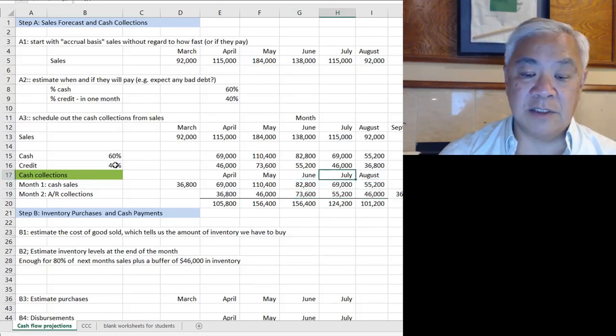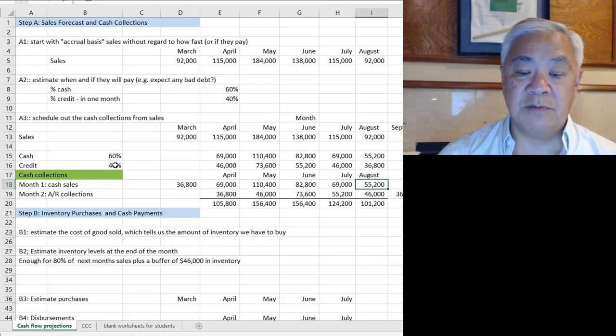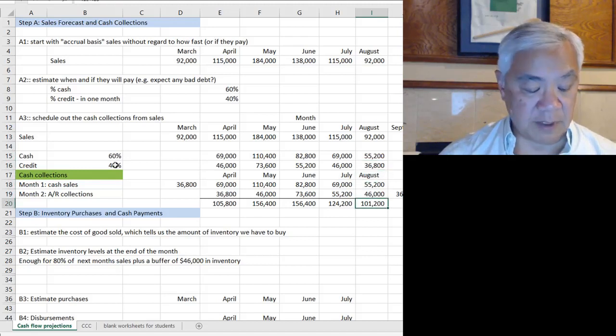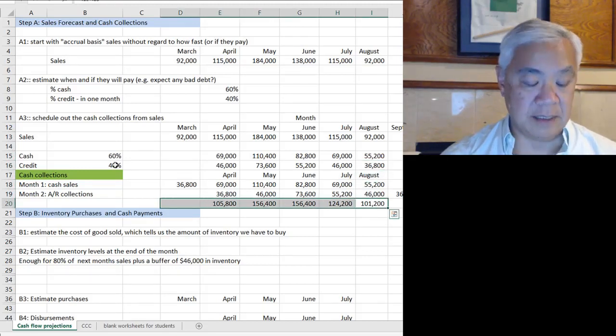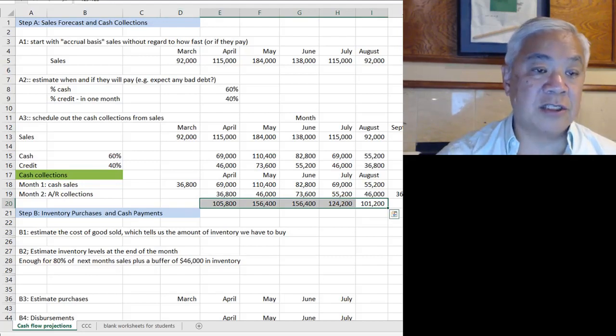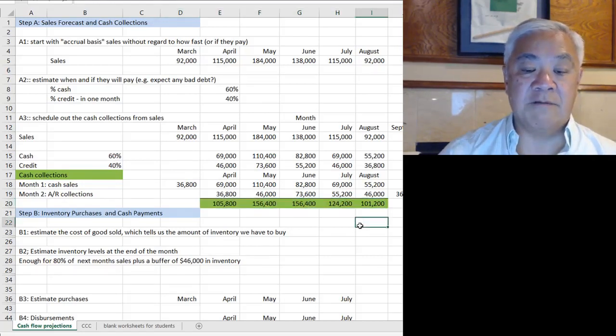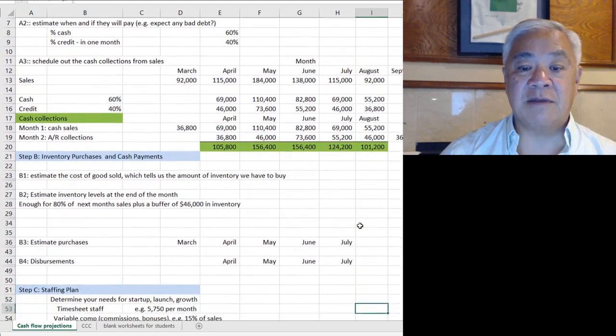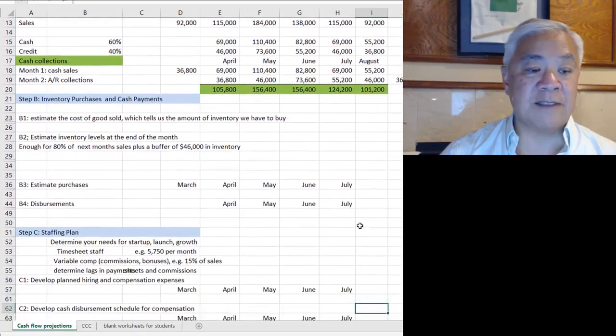And we see that in July, it's 69 plus 52. And in August, it's this 52 plus that 46. And then the leftover money here is the receivables that we had in August. So this row becomes quite important. This is the cash collections expected from April through August. All right, so that's sales and the cash flow related to sales.